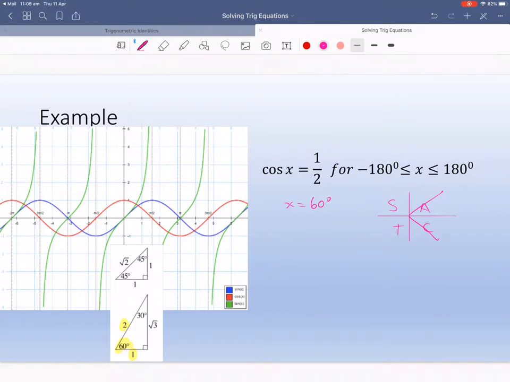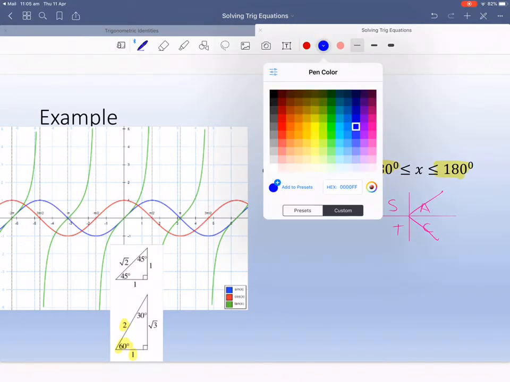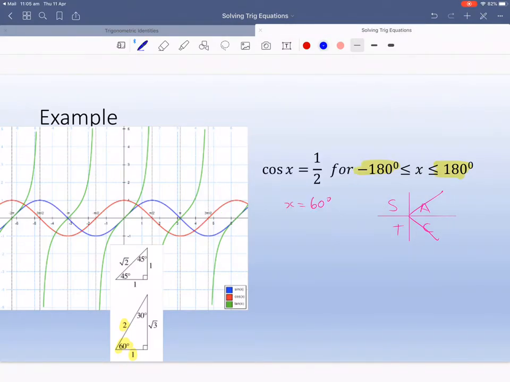Okay. Now, there's something else. This domain is between negative 180 and positive 180. So let's worry about the positive 180 first. Okay. So this is 0, this is 90, this is 180, and they're all in degrees. Okay. And that's all I need in the positive realm. And this, our related angle is 60 degrees here. So that means we have a solution at 60 degrees actually. So therefore, x equals 60 degrees.